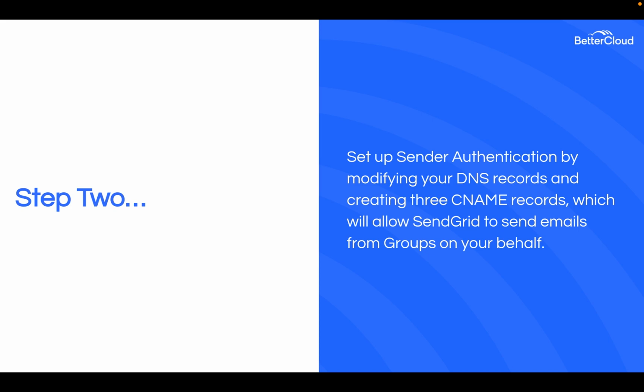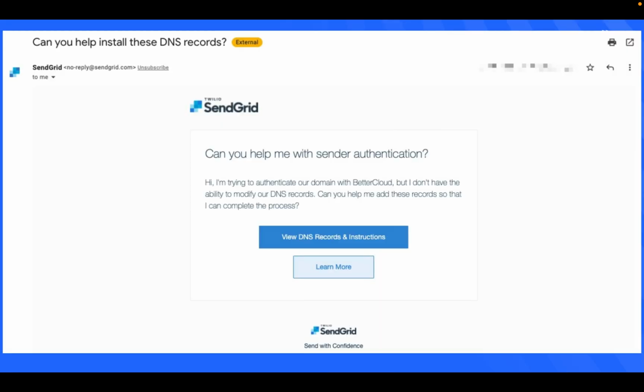The second step requires you to do a little bit of work on your end. We need to set up sender authentication, and that's done by modifying your DNS records and creating 3 CNAME records. What you're able to then do is send emails as a group. So your from email address will be a group that is known to BetterCloud. So how does that work?